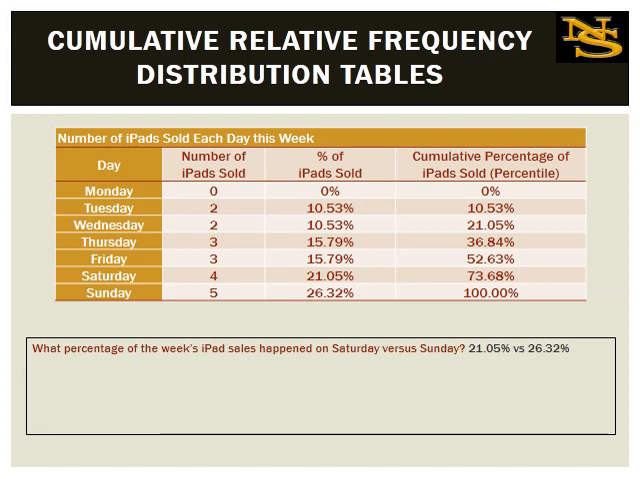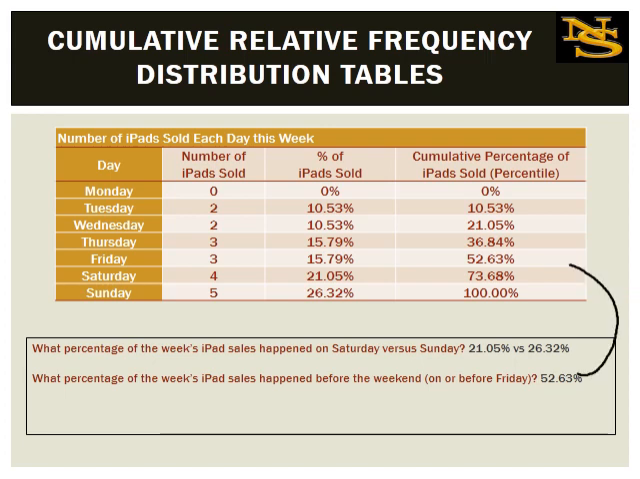So let's look at another question that we can answer. What percentage of the week's iPad sales happened before the weekend or on or before Friday? So think about that. Where would we need to look to find that? We would need to look at our cumulative percentage, right? Because we're looking at the percentage of sales that happened this day or before. So that's going to come straight from those cumulative percentages. So before the weekend, we sold a little more than half of all the iPads that we sold for the week.